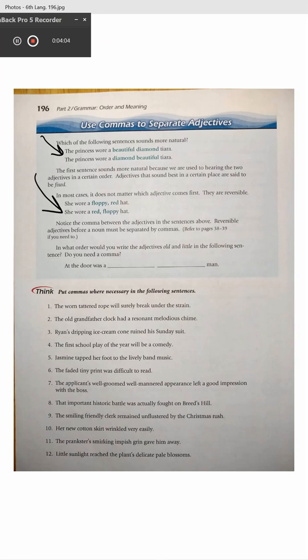But here, she wore a floppy red hat. Well, you could say that she wore a floppy red hat, or a red floppy hat, and it would make perfectly good sense. So therefore, do you see the comma in between them? All right. So here, they have the words old and little. Could you say the little old man? Or would you say the old little man? You would probably say the little old man.